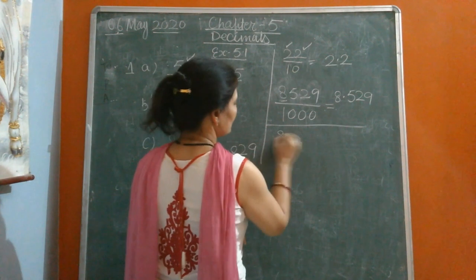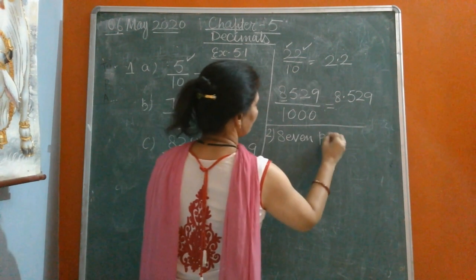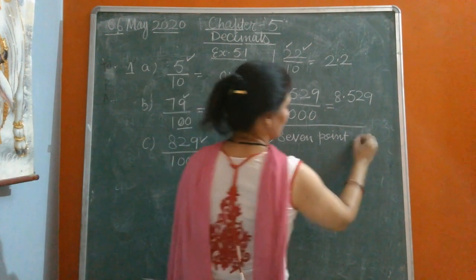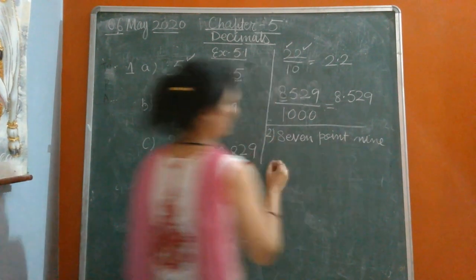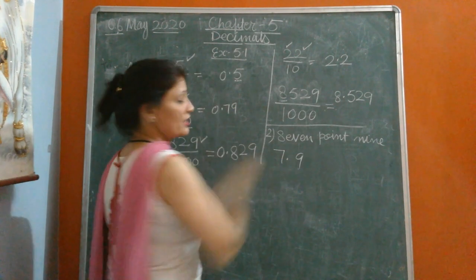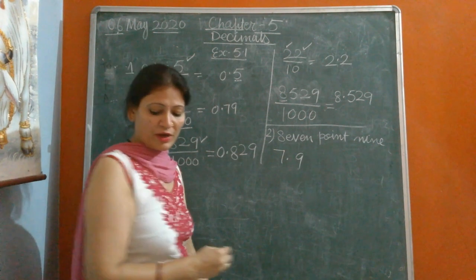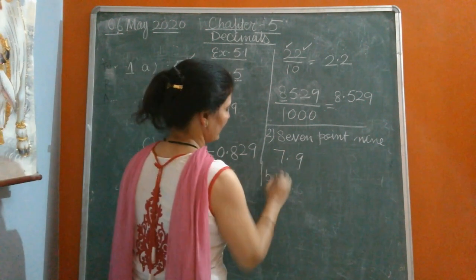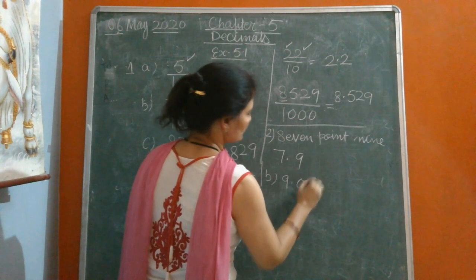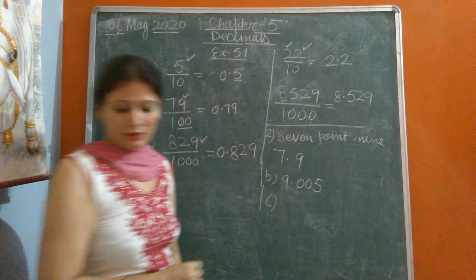Now question 2 is to write the following as decimal numbers. Question 2 is 7.9. Now we will write it in figures like this in decimal. Now the next one is 9.005. Part B is 9.005. Part C is 10.008.